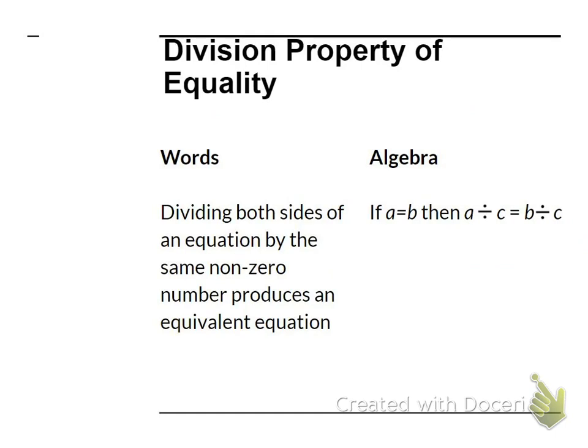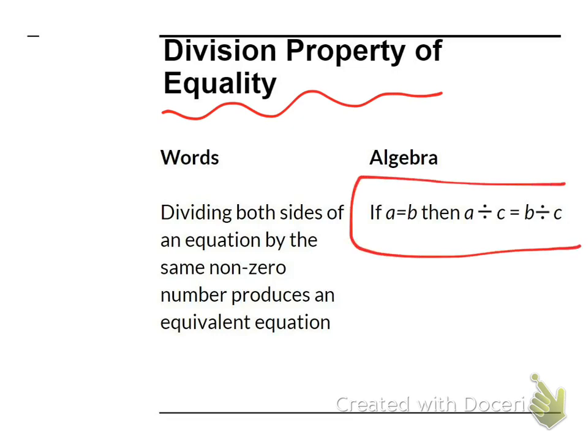The division property of equality, same thing. We should have a title for it. We need to have the algebra down. You do not need to write out all the words. But it says that dividing both sides of an equation by the same non-zero number produces an equivalent equation. So it might be helpful to add in that C cannot equal 0. We cannot divide by 0.